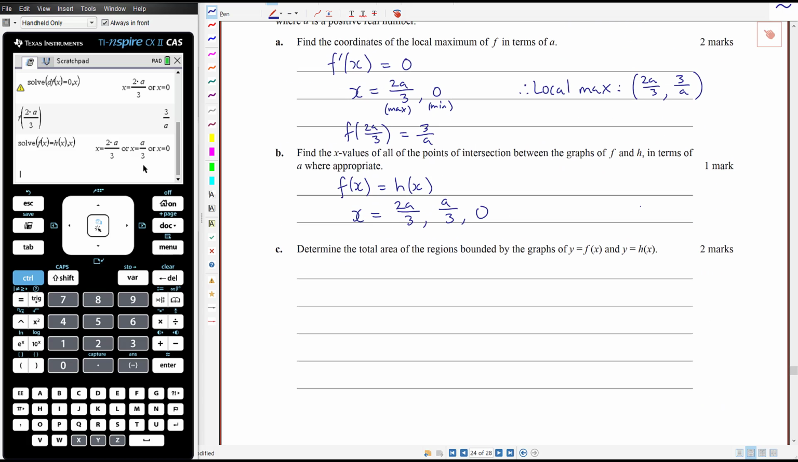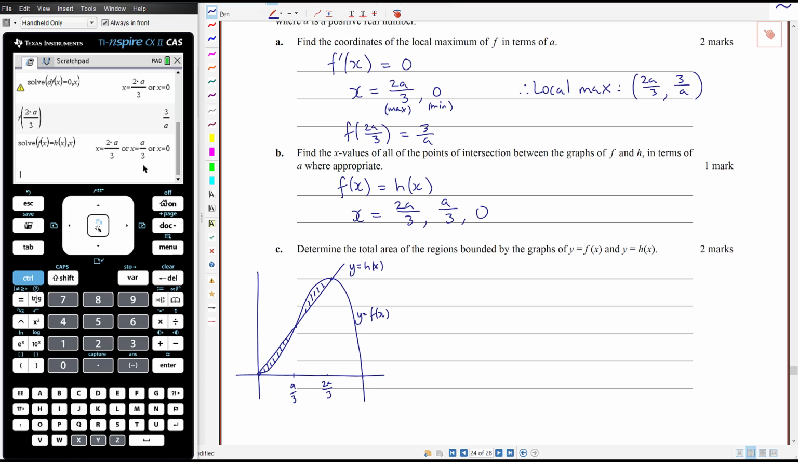Okay, so I've got my rough sketch up there, but what we've basically got happening here is we've got our cubic function. We know that that is 2a on 3. We know that halfway along there is a on 3, and we know that they intersect at all three of those points. So that's y equals h of x, and this one's y equals f of x.